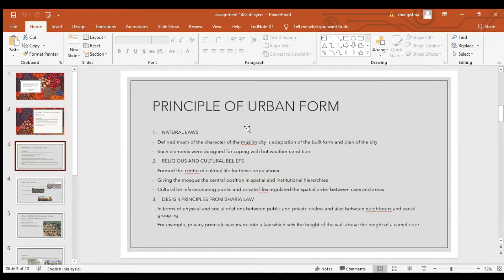Principles of urban form. First is natural law. It defines much of the character of the Muslim city. Such elements were designed for coping with the hot weather condition. Second, religious and cultural belief form the center of the cultural life for this population, giving the mosque the central position in spatial and institutional hierarchies. It was cultural belief, separating public and private lives, that regulated the spatial order between users and areas.